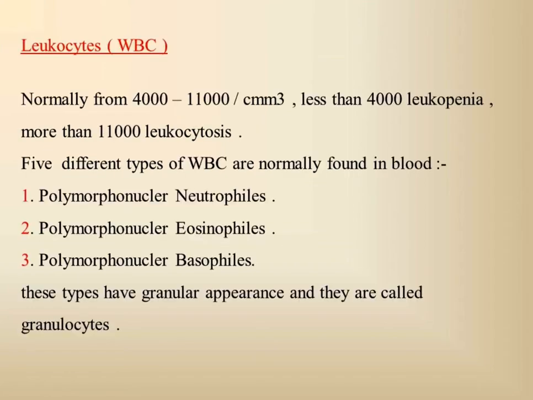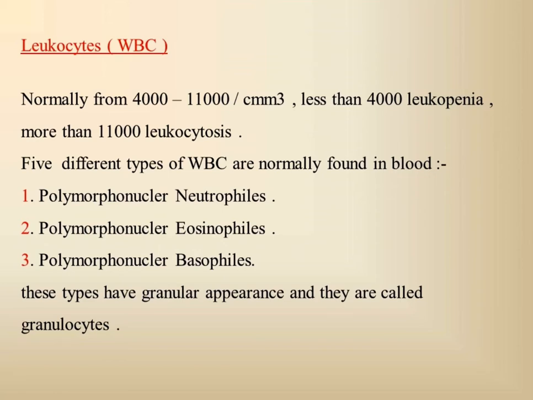What is the meaning of leukocytes, also known as white blood cells? The white blood cell is the second cellular element found in the blood. The normal value of white blood cells is similar in male and female, with an average range between 4,000 and 11,000 cells per cubic millimeter. Less than 4,000 means leukopenia, while more than 11,000 means leukocytosis.